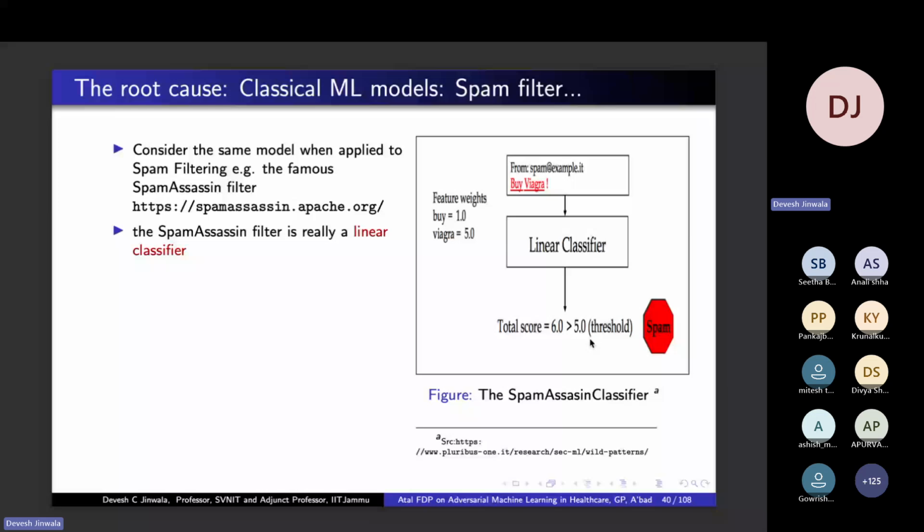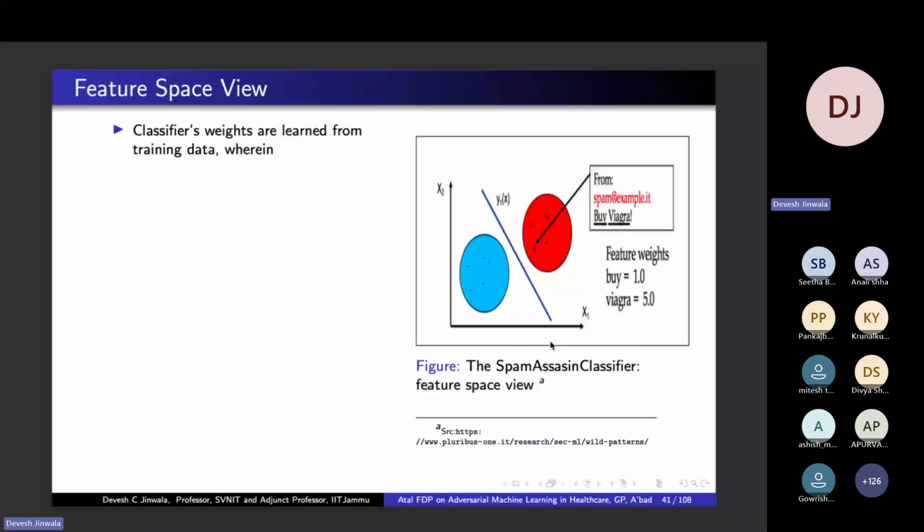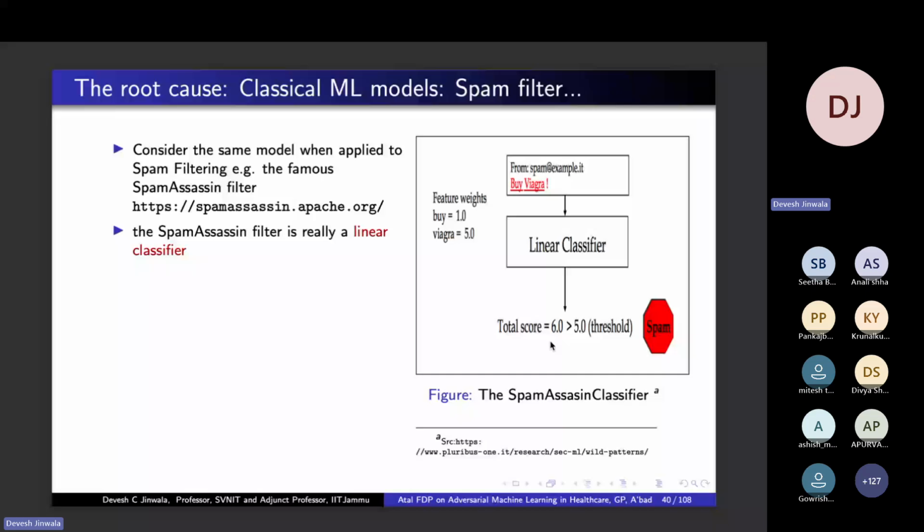And because Viagra contributes 5 alone to the total feature weight, the total score comes out to be 6. And so we would say that this incoming mail is a kind of spam mail. That is how a classifier would be able to work. And this classifier basically is a linear classifier. I believe you understand the meaning of the term linear.